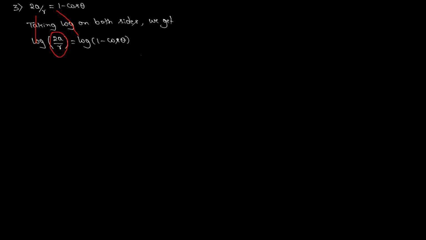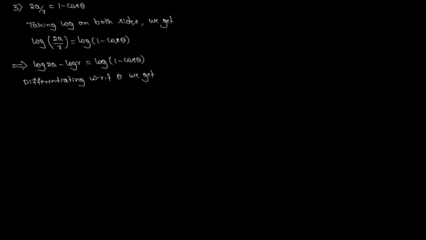We will rewrite this LHS as log 2a minus log r. This RHS is already in the simplified form. Let us write it down as it is. Yes, we have almost simplified this equation. We cannot apply any more logarithmic identities. The next step is differentiation.